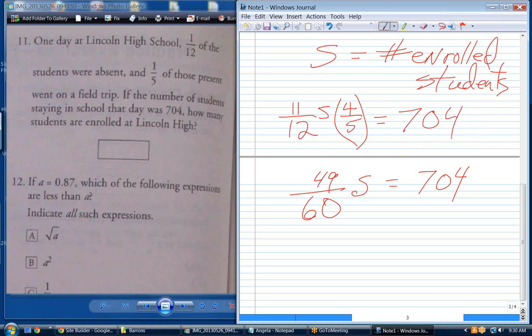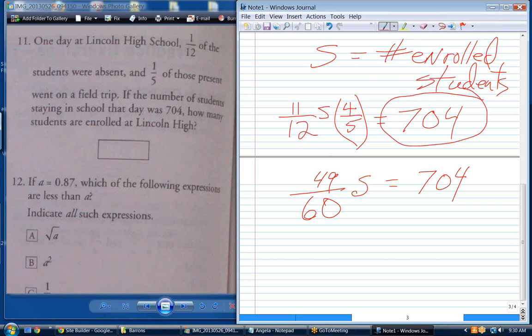In other words, this is another one of those problems where everything they give you, you have to figure out the complement of it. The complement being 1 minus that. If 1/12 of the students were absent, 11/12 of them were there. If 1/5 of those that were there went on the field trip, then 4/5 stayed home or stayed in school. So if we take our 11/12 times 4/5, that gives us the number that stayed there.